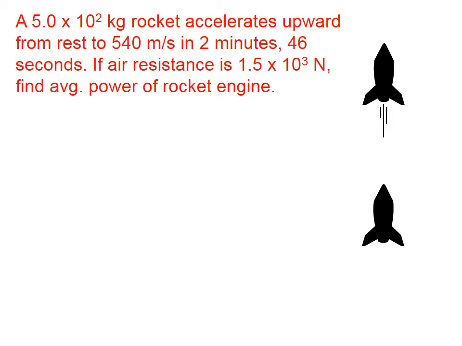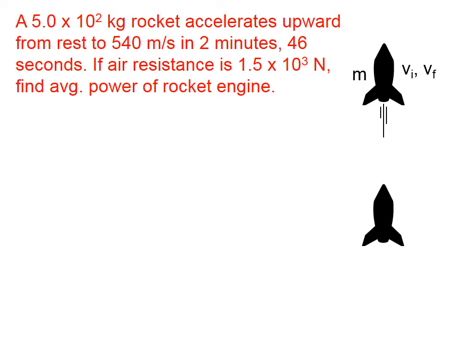Actually, in this lesson we're going to do this example twice. Once we're going to do it with just variables until the very last step, and in the next case we'll put the numbers in right from the get-go and look at it from a slightly different angle. So here we have a rocket of a certain mass, and it accelerates upward from rest to 540 meters per second in 2 minutes 46 seconds.